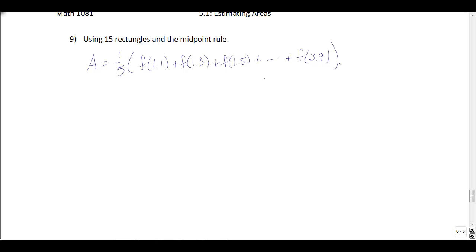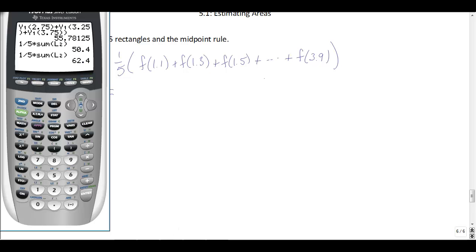That works out. And to do that somewhat efficiently, go to stat, edit. I'm going to clear out L1. Let's just do 1.1, 1.3, 1.5, 1.7. Probably could have added something to each of these, would have actually been more efficient. But can't do that anymore.